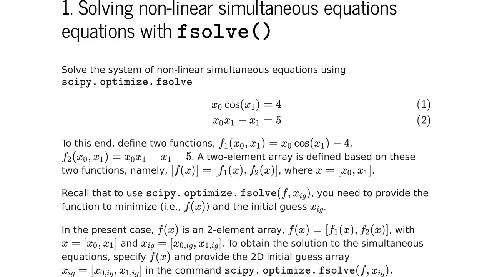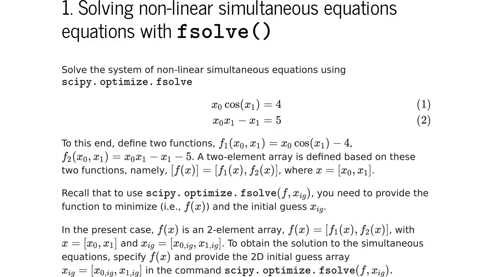Our main goal today is to understand how to set up these problems for a numerical solver and interpret the results. We will start with a specific example, finding x0 and x1 that satisfy two conditions simultaneously. First, x0 multiplied by the cosine of x1 equals 4, and second, x0 multiplied by x1 minus x1 equals 5.